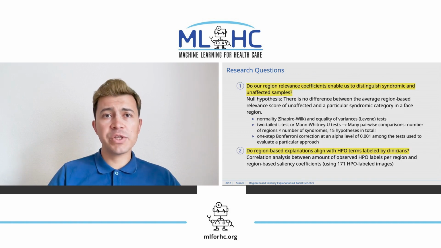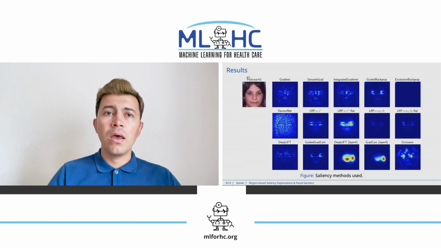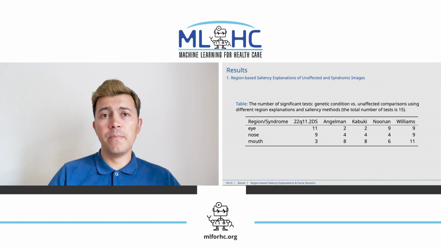We focus on 2 research questions. The first, do the region relevance coefficients enable us to distinguish syndromic and unaffected samples? The second, do region-based explanations align with HPO terms labeled by clinicians? Our approach is independent from any saliency methods. We use 15 different saliency configurations and compared them. Here we see the number of statistically significant tests for each region and syndromes.